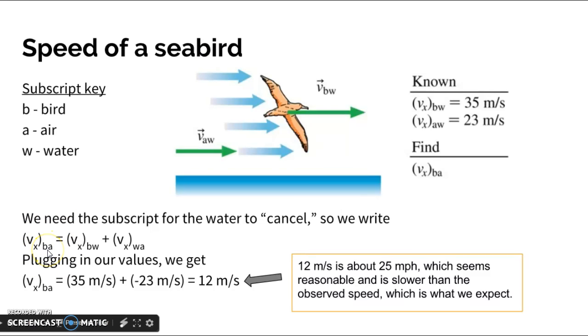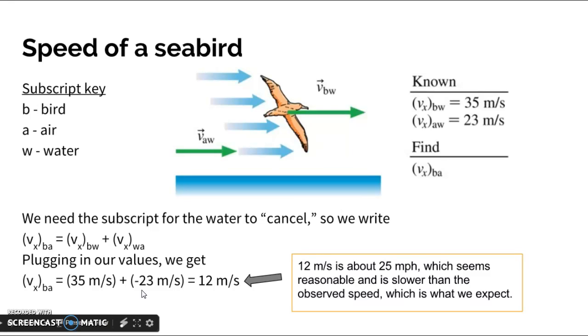Since we want bird on the left, we're going to have the velocity of the bird with respect to the water. And since we want air on the right, we're going to have the velocity of the water with respect to the air. The velocity of the bird with respect to the water is 35 meters per second. And we need to add the velocity of the water with respect to the air. The problem tells us the velocity of the air with respect to water. Water with respect to the air is just going to be the same magnitude, opposite in direction, so it's going to be negative 23 meters per second.